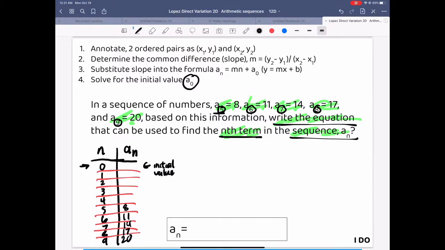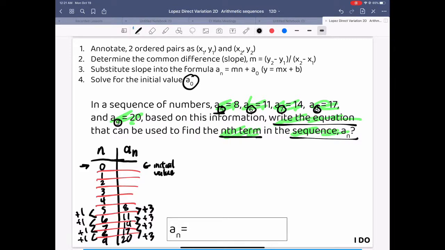But you guys are smart. You know how to make a table. So when we look at the n term, this goes up by 1. Over here, we look at the a sub n side. From 8 to 11, how much did it change? Well, it went up 3. On the left side, 6 to 7, that's plus 1, plus 1, plus 1. Let's look at the next ones. From 11 to 14, that's plus 3. 14 to 17, that's plus 3. 17 to 20, that is plus 3.